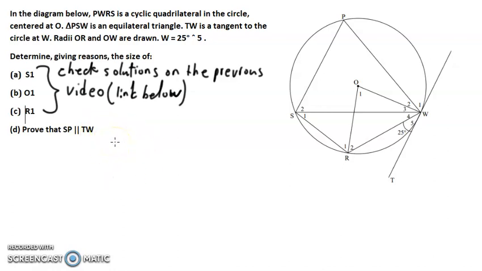In this tutorial video, we will be doing D. Remember, this is part 3 of the Euclidean geometry video. So, as I had promised, we will be proving that SP is parallel to TW. And we have already found the answers to A, B, and C on the previous video.